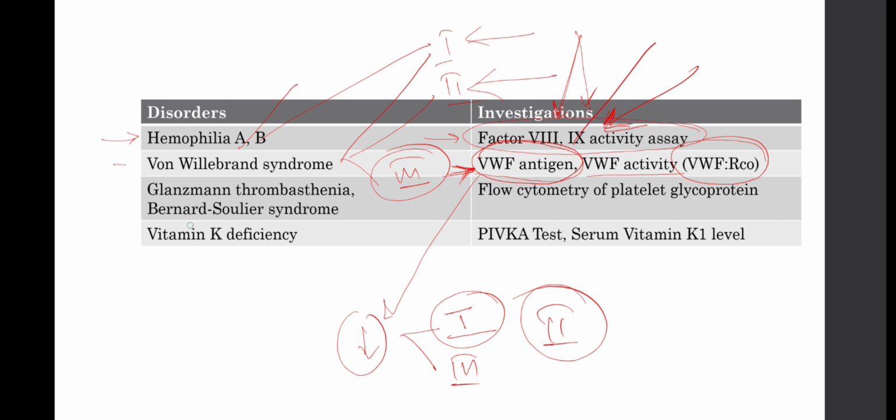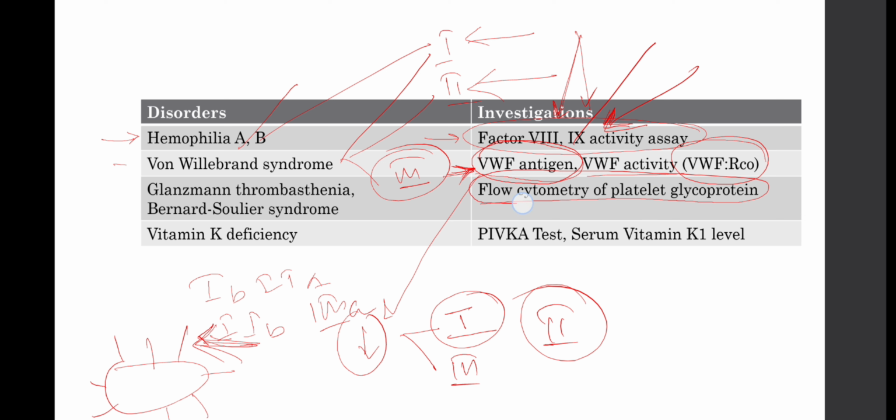Then Glanzmann thrombasthenia and Bernard-Soulier, that means a problem in GP1b, GP2b and 3a, which are present on the surface of the platelet. So we have to look at the surface glycoproteins of the platelet, and we have to do flow cytometry of the platelet glycoprotein.